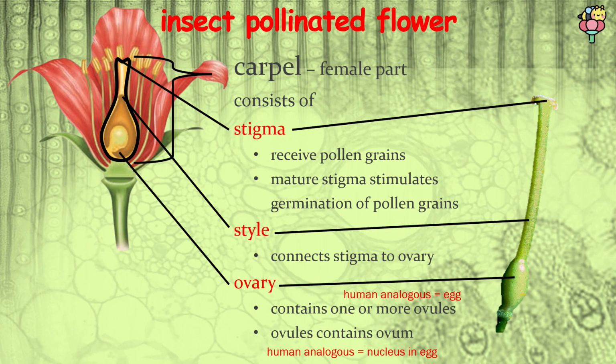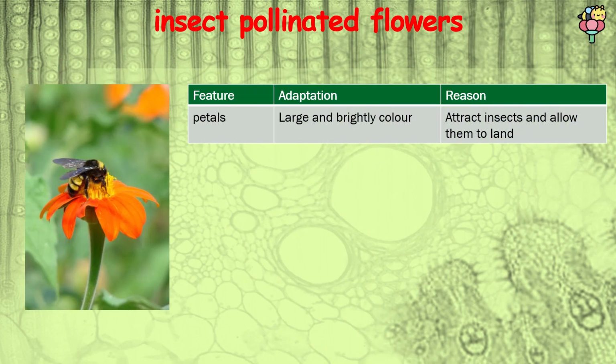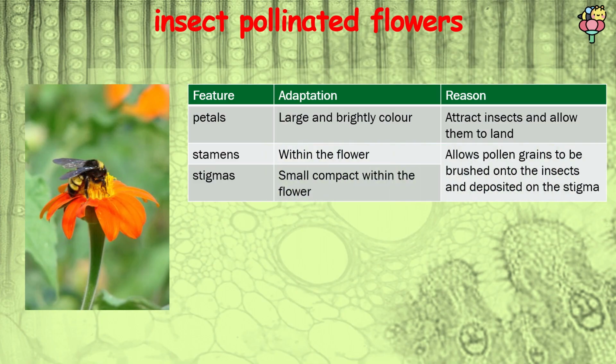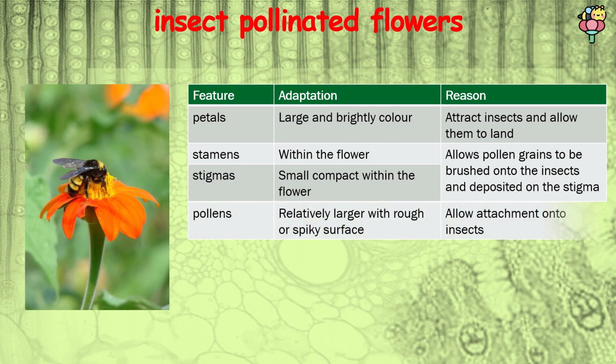So here is a summary of the features of insect-pollinated flowers and their reasons. Petals are usually large and brightly coloured to attract insects, providing a platform for them to land. Flowers that appear white to us might be brightly coloured to insects, as they are able to see past ultraviolet wavelengths. Stigma and stamens are normally found within the flower, which allows the insects to brush against them as they collect the nectar. Pollen grains of insect-pollinated flowers are relatively larger than those of wind-pollinated flowers.